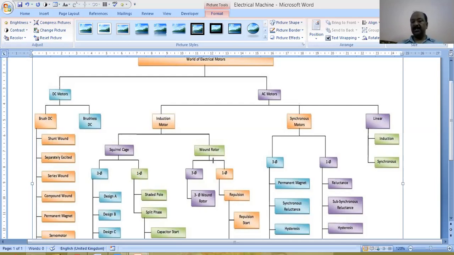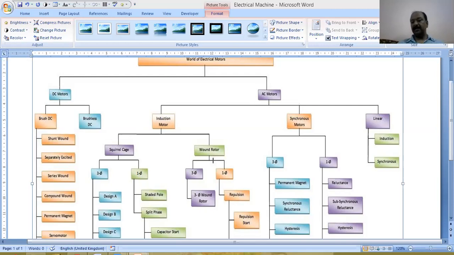Another one is the single phase. Single phase has the shaded pole motor. Then split phase. Split phase has different categories: capacitor start motor, capacitor run permanent split capacitor, capacitor start and run motor, and the next one is the resistance start motor. These types of motors are already available in the market, and we normally use all of them. The shaded pole motor is used in toys. Children's toys are associated with the shaded pole motor.